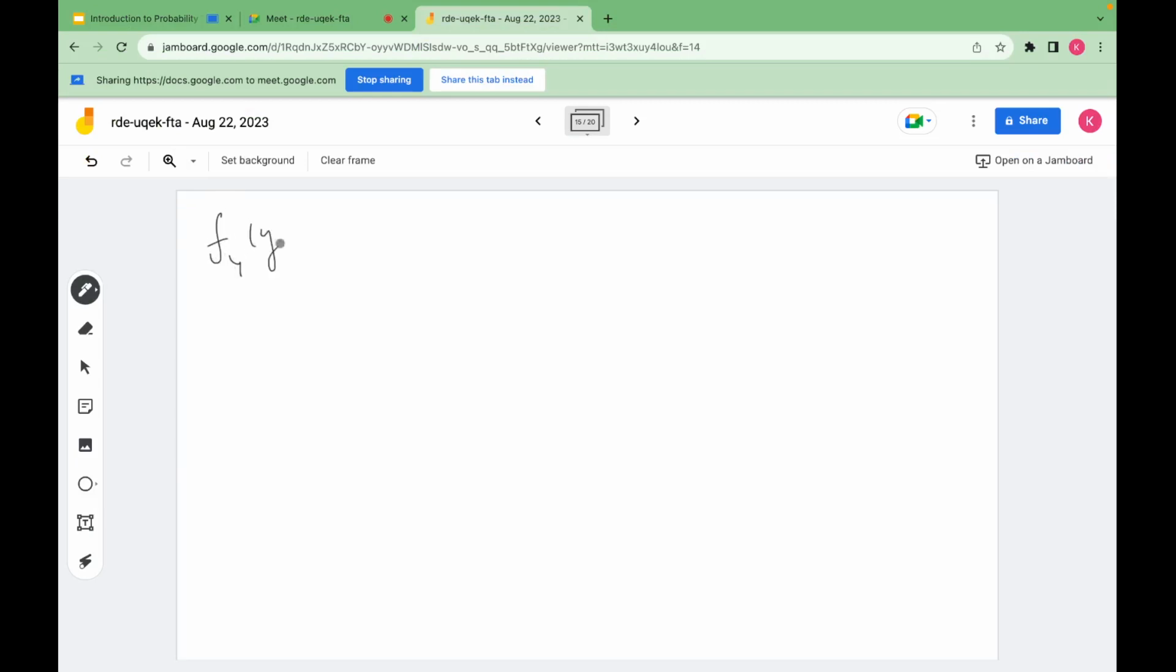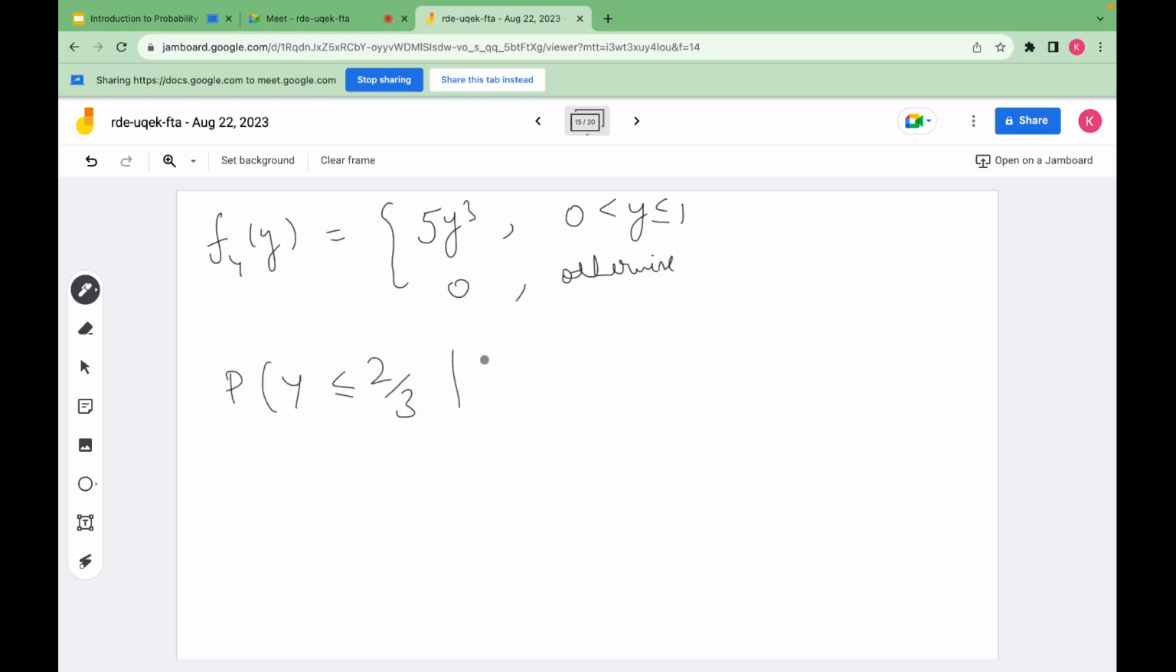So this fy is given as 5y cube when y ranges from 0 to 1, and it is 0 otherwise. We need to find the probability that y is less than or equal to 2 by 3 given that y is greater than 1 by 3.